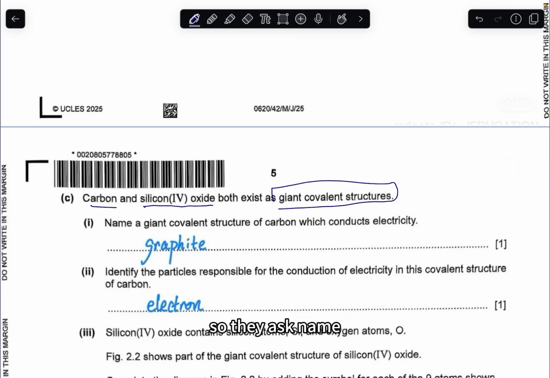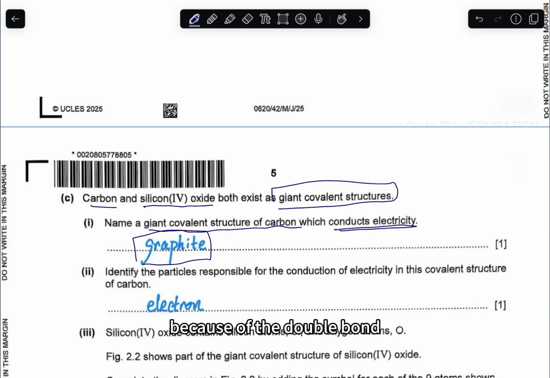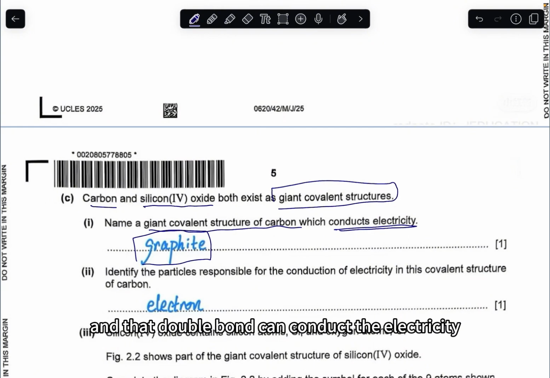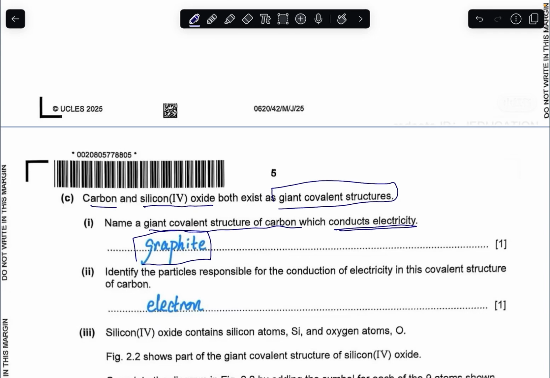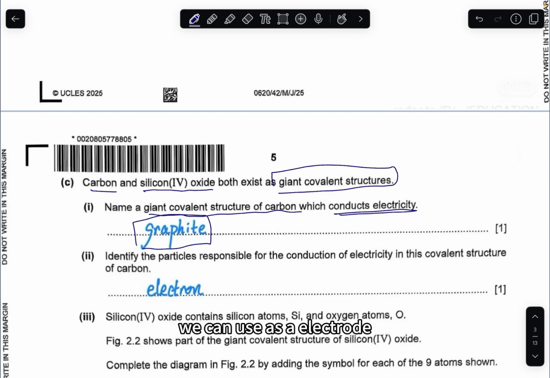So they ask, name a giant covalent structure of carbon that can conduct electricity. We know that only graphite has free electrons because of the double bond. They have free electrons in the double bond, so those can move and conduct electricity. That's why graphite, in some experiments, we can use as an electrode.